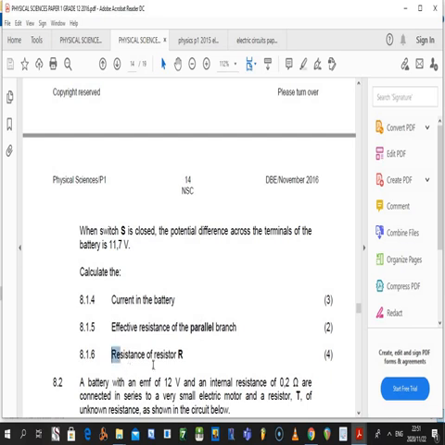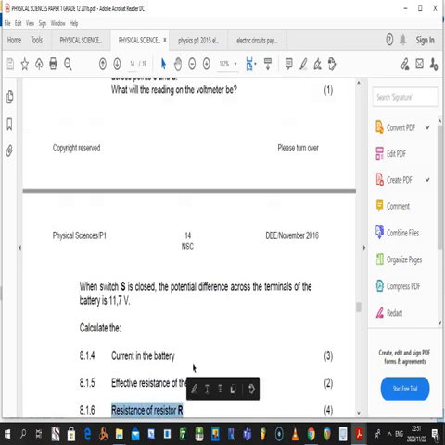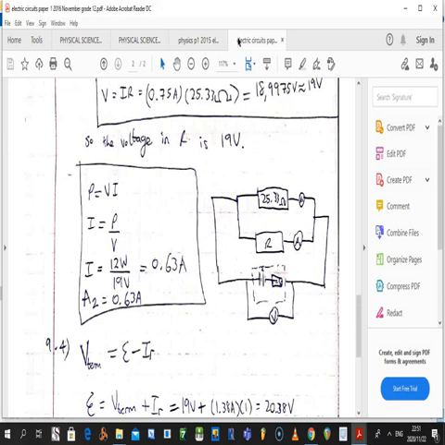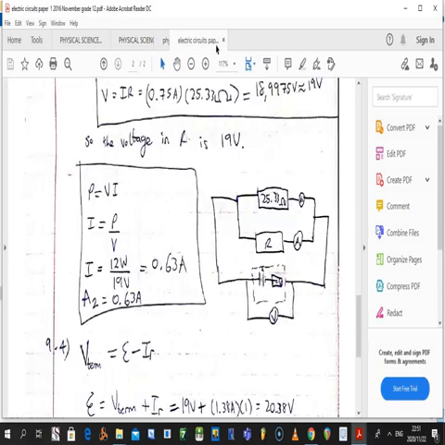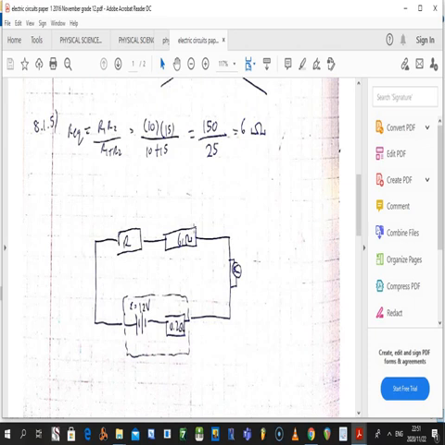Now we just want to do the last question, calculate the resistance of resistor R. We just want to calculate this resistance. We have the resistance here, we just worked it out, the 6 ohms. I've redrawn the parallel connection as one resistor, and we see that we have two resistors in series. So what do we know in series? The current here is the same as the current there. The voltage is additive. The two voltages here should add up to 11.7.